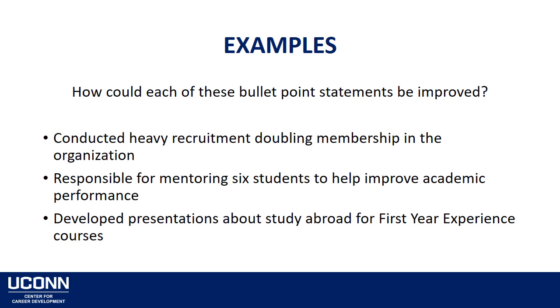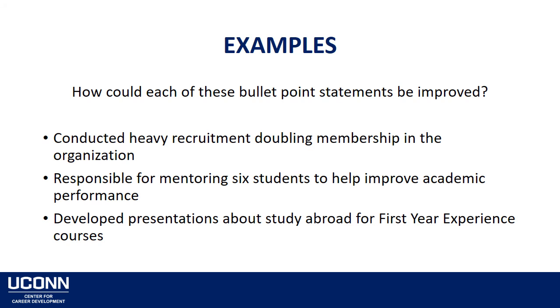Now we're going to look at some examples of bullet point statements and ways to make them better. The first example says, conducted heavy recruitment doubling membership in the organization. Now the reader might have some follow-up questions, including, what is the person recruiting for and how did they recruit members? How much recruitment is heavy recruitment? And how much is double membership? Doubling members from 2 to 4 is a different scale than doubling from 25 to 50.